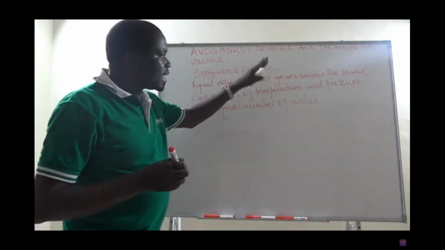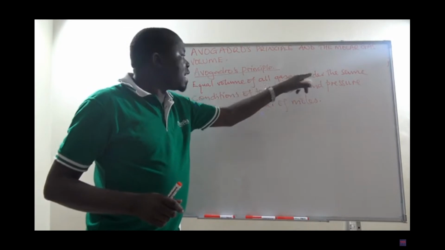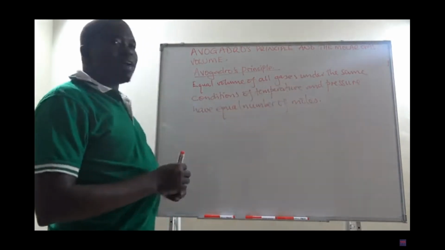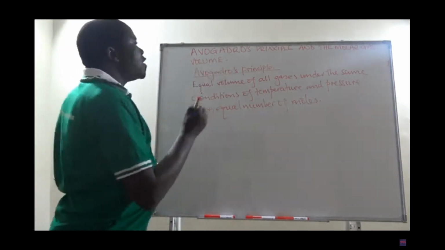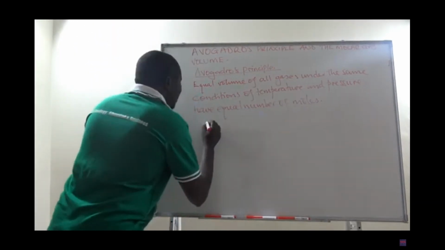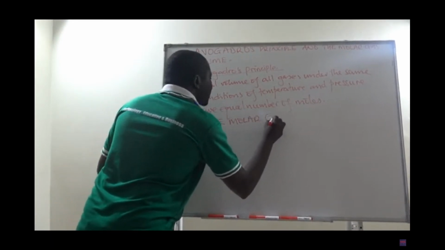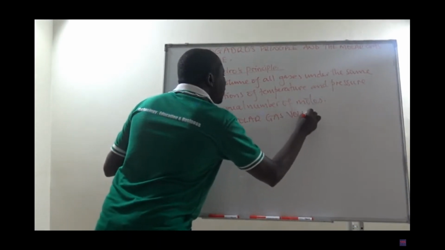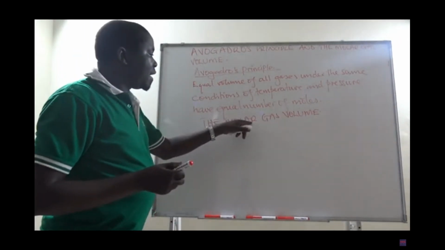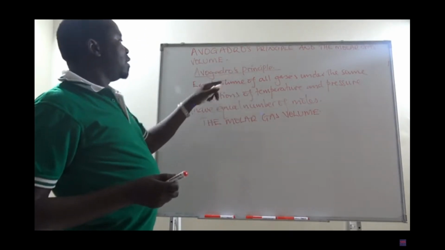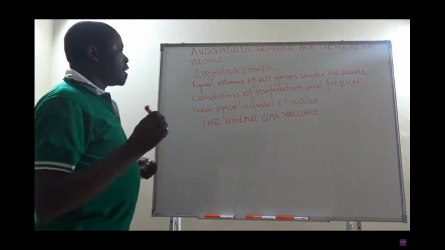Equal volume of all gases, remember all gases, not just some gases but all gases, provided that they are under the same conditions of temperature and pressure, they have the same or equal number of moles. So Avogadro's principle was then used for developing what we call the molar gas volume. So let us also look at the molar gas volume. This molar gas volume is a brainchild of the work of Avogadro. It was got from Avogadro's principle: equal volume of all gases under the same conditions of temperature and pressure have equal number of moles.